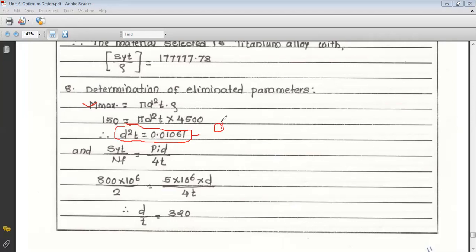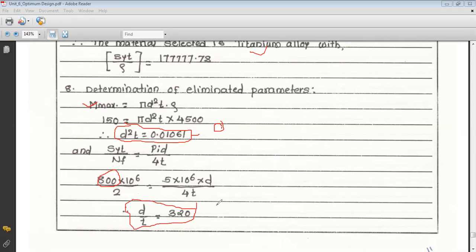Now again we have second subsidiary equation, that is sigma t is equals to pi di upon 4t. Now again the value of sigma t is SYT upon factor of safety. Now we have selected a material, that is titanium alloy. For that titanium alloy, the SYT is 800. So 800 into 10 raised to 6 upon 2. Then Pi is 5 into 10 raised to 6 into d upon 4t. Now from that we get d by t is equals to 320.